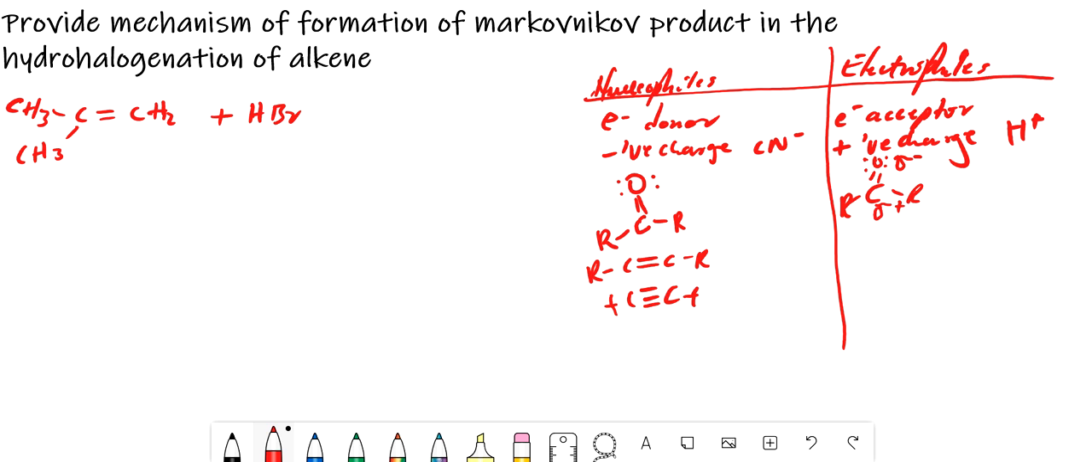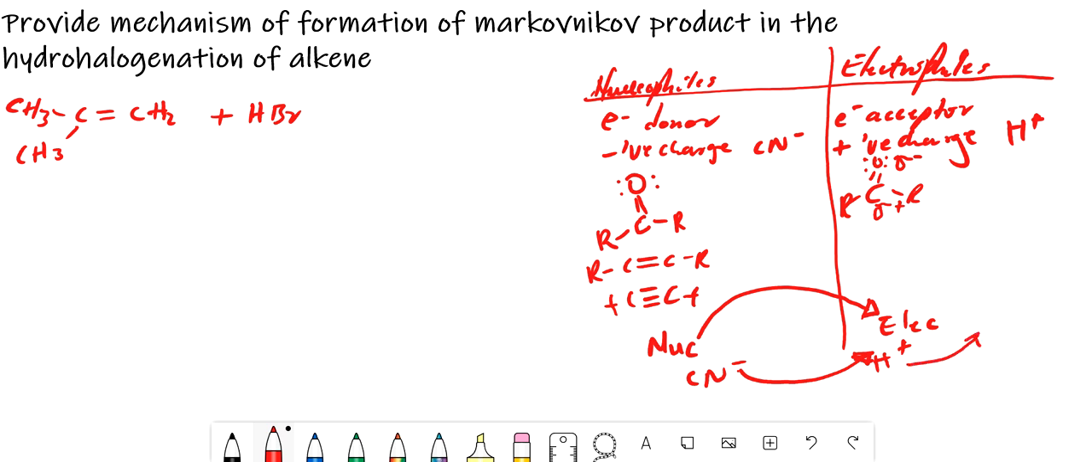And one other important thing to know is that the arrow moves from the nucleophile to the electrophile. For example, in this case, say proton, we'll have the arrow moving, attacking the hydrogen there and then forming HCN. Alright, so the nucleophile attacks the electrophile.